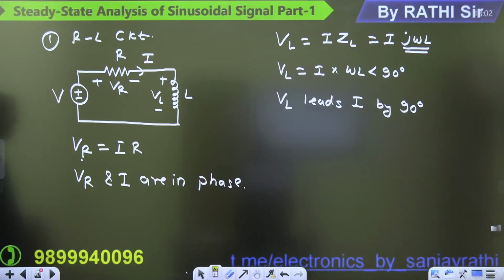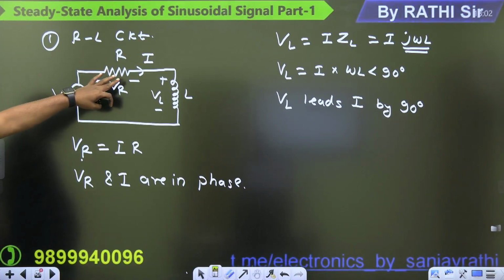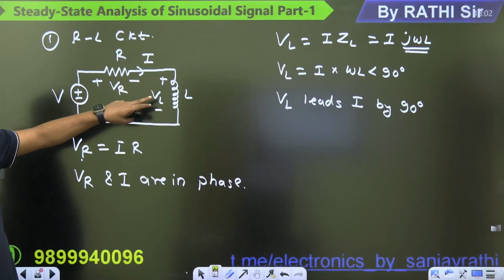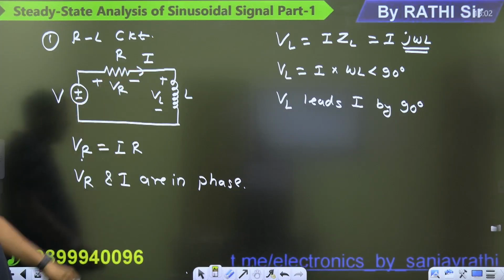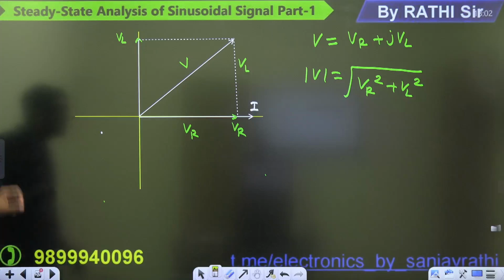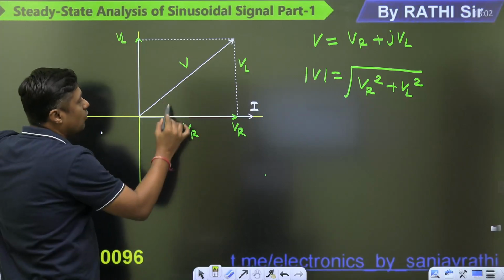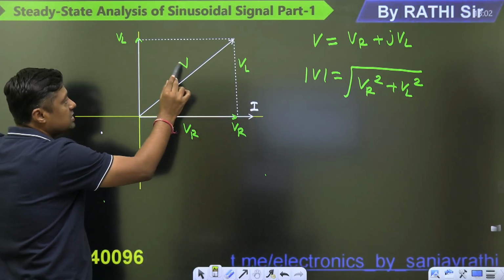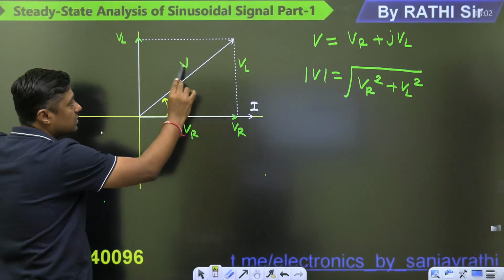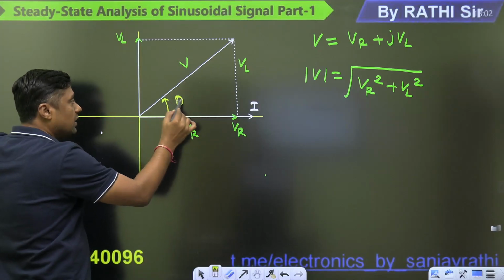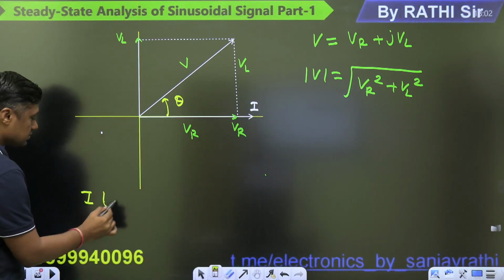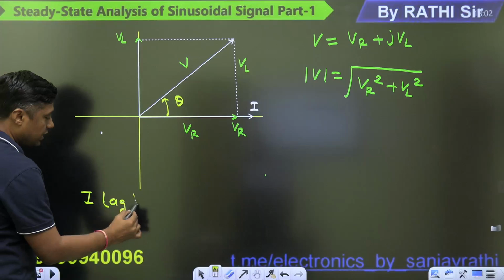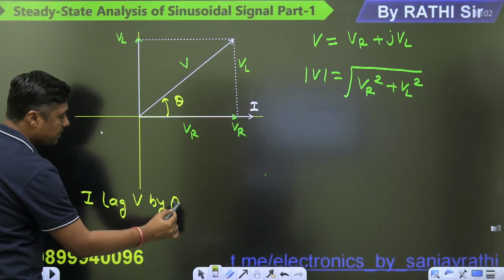So always remember, in an RL circuit, current and voltage across the resistor are in the same phase. Current and voltage across the inductor have 90 degrees, VL will lead by 90 degrees. And finally, that is the resultant. Watch this. This is the current and this is the voltage. So current lags the applied voltage V. This is the theta. So current lags V by theta.